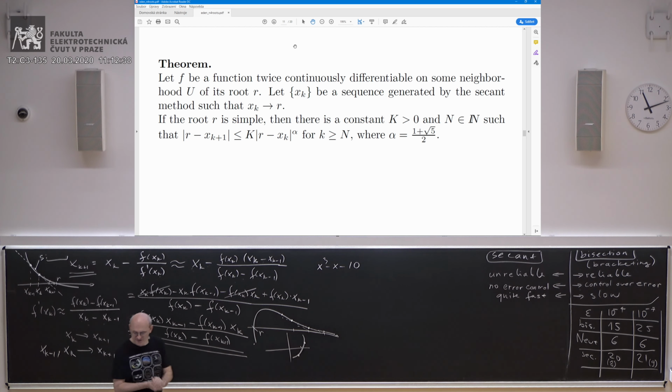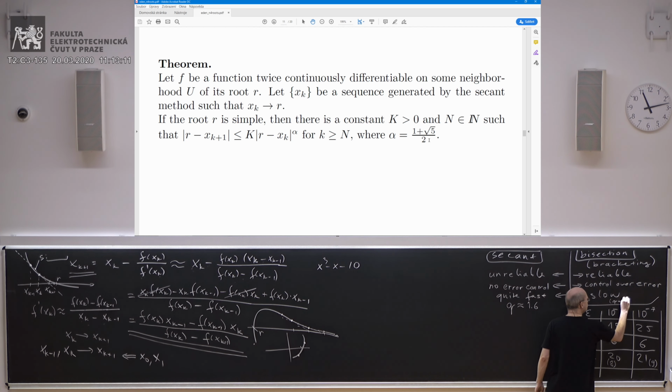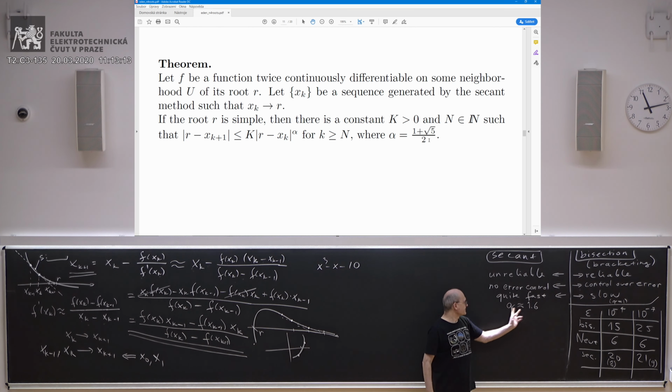But if we have a convergent sequence produced by the secant method, then we get a comparison for the errors, which we can see here on the last line, and it shows us that it's a method of order alpha. If the root is simple, here we go again. For simple roots, it's a method of order alpha. What's alpha? Alpha is a very curious number. Just out of curiosity, the rate is about 1.6. So it really falls between Newton and the bisection. Bisection is linear, and Newton had rate 2 or order 2.